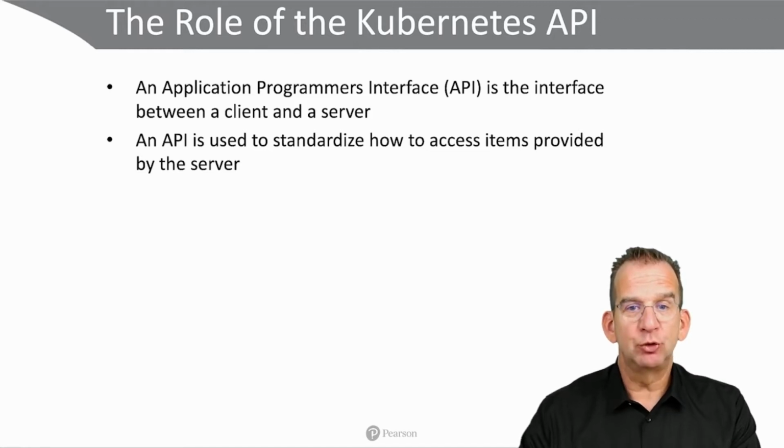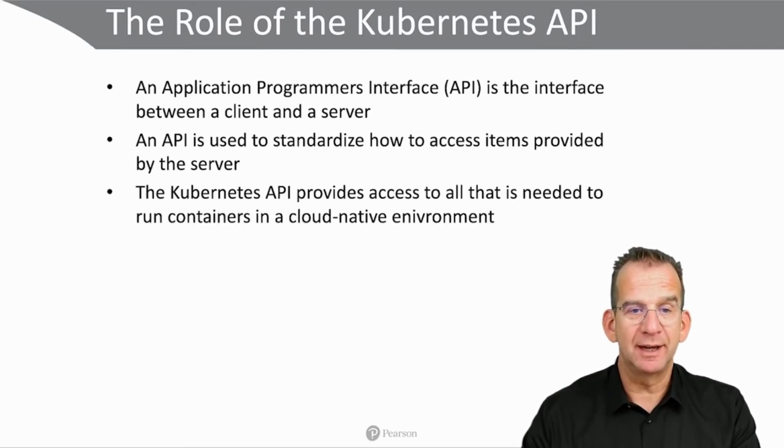The API is used to standardize how to access items that are provided by a server. And you will find APIs everywhere. It's a generic programmatic item that you will find in any program, especially client-server architectures. The Kubernetes API provides an interface, but it also provides access to all that is needed to run containers in a cloud-native environment. I will tell you in more detail what exactly is involved later on.